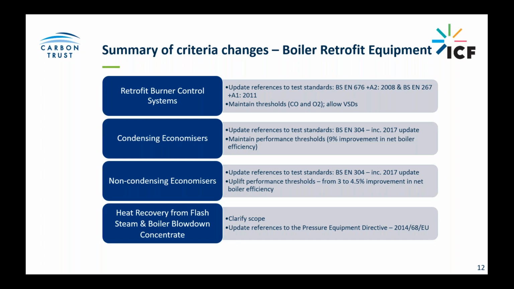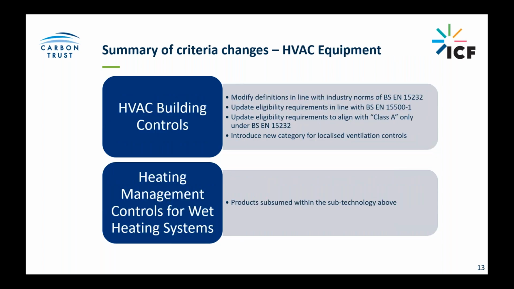Next slide, please. On HVAC equipment, so HVAC building controls, we have evolved the definitions to be in line with new industry norms, which is a very strong message from industry, EN 15232. We have updated eligibility requirements in line with another standard from that family. We have as well updated our eligibility requirements to position ETL as a class A for controls, and introduce a new category for localized ventilation controls.